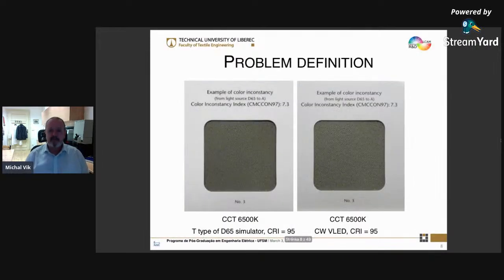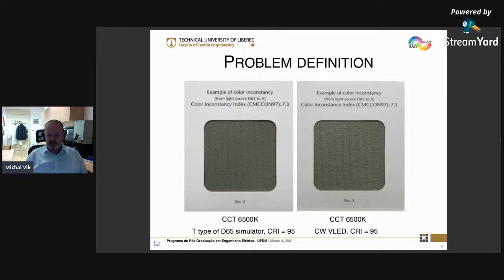daylight simulator. If I compare two light sources at a similar correlated color temperature, on the left side you can see a tungsten filtered daylight simulator, and on the right side you can see cool white violet pump LEDs with a high rendering index. You can see that the appearance is almost similar. That means we are able to modify the spectral power distribution of our LEDs to give quite good color representation.